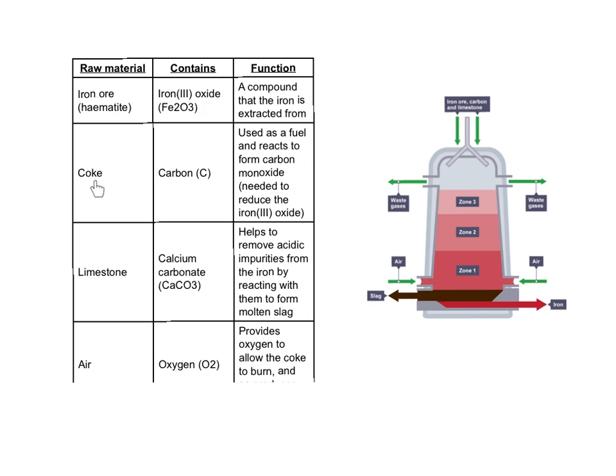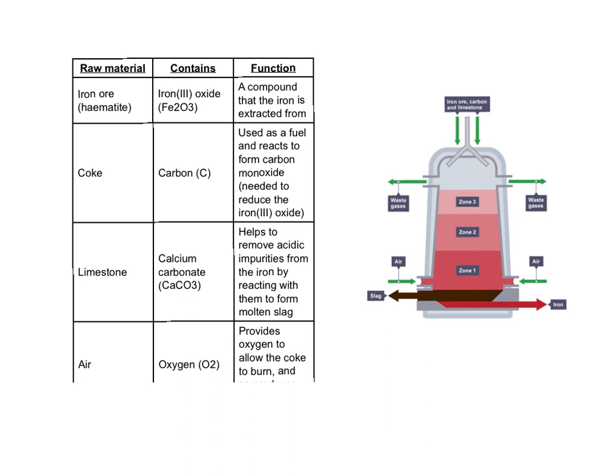Okay, start with something called coke. It's not Coca-Cola, okay, or any other type of coke. It's a source of carbon. And the reason we have this is it acts as a fuel. It reacts to form carbon monoxide. It's needed to reduce iron oxide. Okay, so this is what we use to reduce iron oxide.